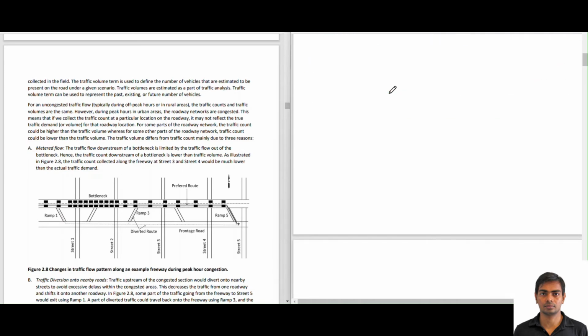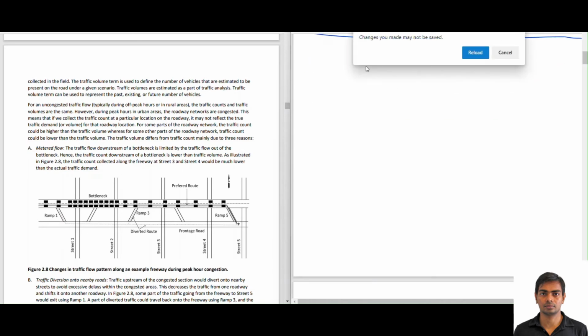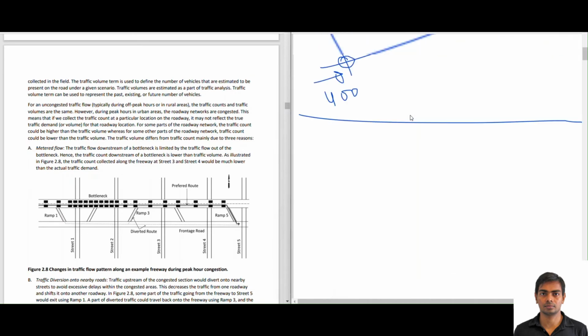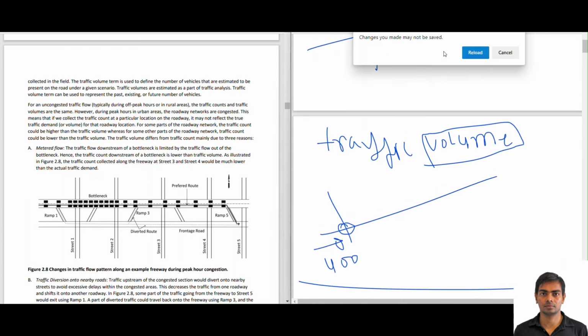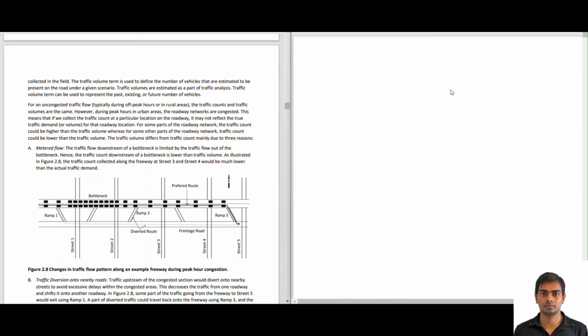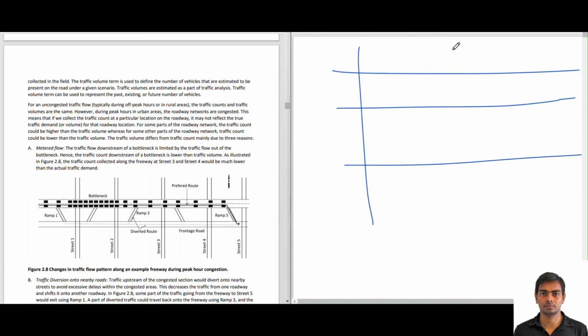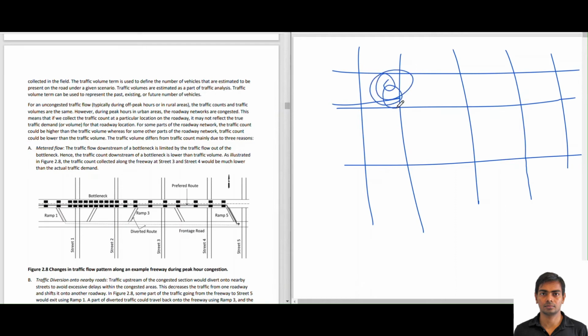Let me reload this again. I will draw this street again. So we have a freeway here, then we have an arterial here, and then we have streets 1, 2, 3, 4, 5, and let's say this part is congested.